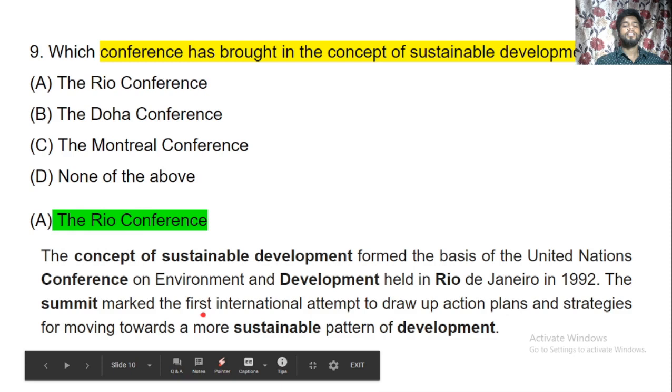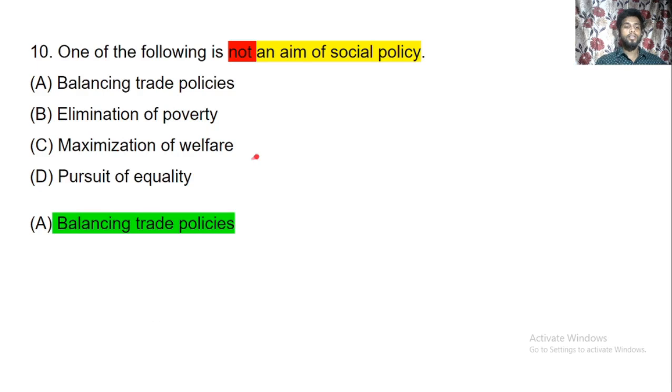So balancing trade policies, no. Elimination of poverty, yes, is a social policy. Maximization of welfare, yes. Pursuit of equality, yes. But balancing trade policy is not the aim of social policy. Remember, social policies are all concerned with welfare and the elimination of something not good. So it cannot be the aim for balancing trade policy.